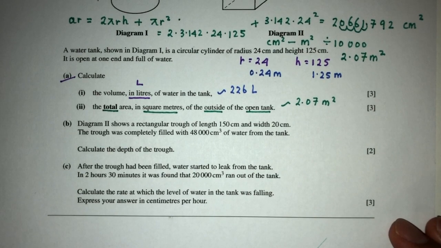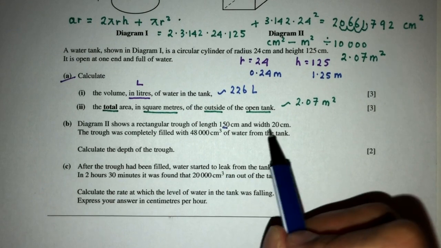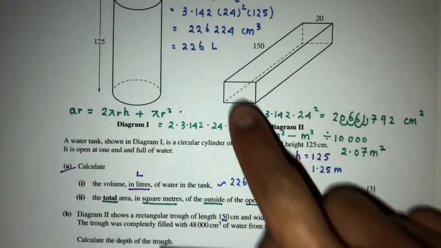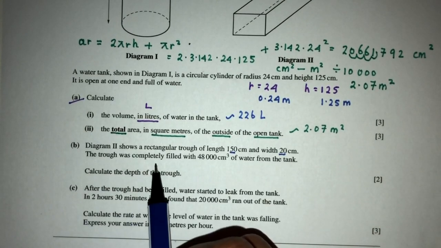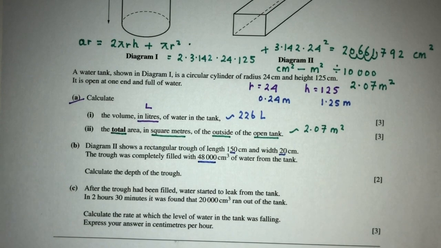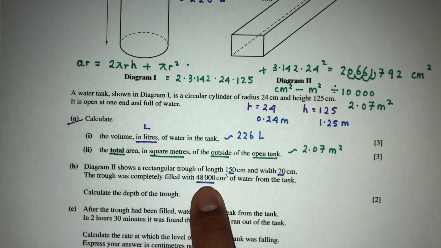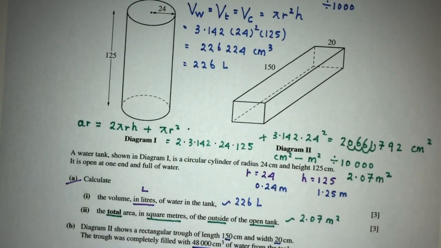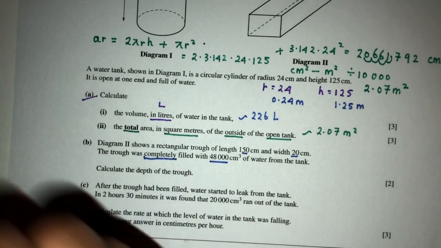The diagram shows a rectangular trough of length 150 and width 20. As you can see here, the length is 150 and the width is 20. Now the trough was completely filled with 48,000 centimeter cubes of water from the tank. Okay, so basically we use this much water to fill up the trough completely. So completely is the keyword that we have to understand.